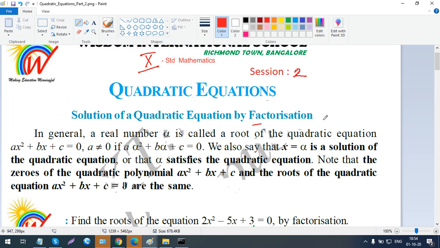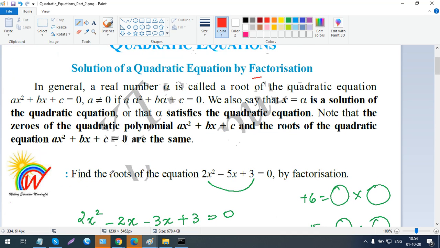So what is factorization? Look at this. You may get questions like this: find the roots of. So we are first going to understand what you mean by the roots. They may also call it zeros. Both mean the same, zeros or roots. Now let's look at the statement. It says, in general, a real number alpha is called a root of the quadratic equation.